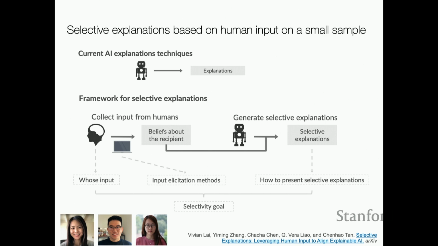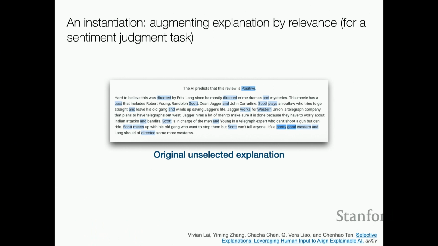In this work, we propose also different ways to get that kind of input, but I want to walk you through just an instantiation, right? So this is a task where the model is doing sentiment judgment of movie reviews. Then you have this kind of feature-based explanation you can generate from any kind of feature importance algorithm that tells you the model thinks this is a positive movie because it picked up these positive keywords.